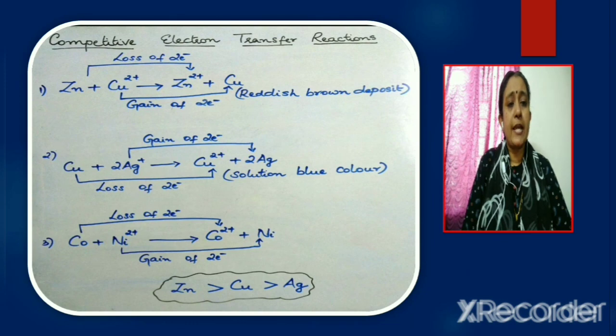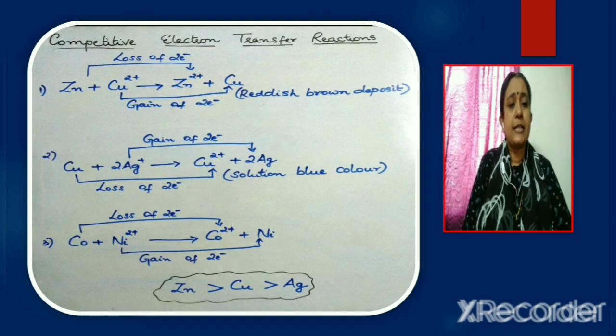Competitive electron transfer reactions. A few displacement reactions are given here, and we know that in a displacement reaction, a more reactive metal displaces a less reactive metal from its salt solution. Now consider the first equation. Zn plus Cu2+ gives Zn2+ plus Cu. Loss of electrons takes place in zinc. Zinc loses 2 electrons and changes to Zn2+, whereas Cu2+ gains 2 electrons and changes to Cu. So here there is both oxidation and reduction taking place simultaneously. Zinc gets oxidized to Zn2+ and cupric ions get reduced to copper. A reddish brown deposit of copper will be obtained.